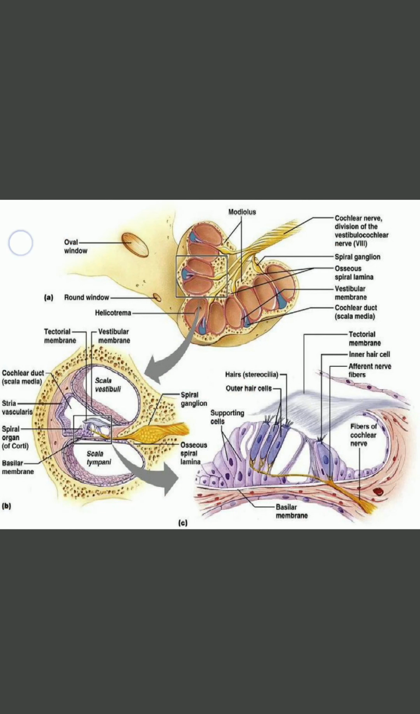This is also the same figure where you can see the organ of Corti, and you can see the scala media, the scala vestibuli, the scala tympani, the cochlear canal, the spiral ganglion, its processes, the enlarged organ of Corti with the hair cells, with the rods of Corti, with the tectorial membrane, and the spiral ganglion.